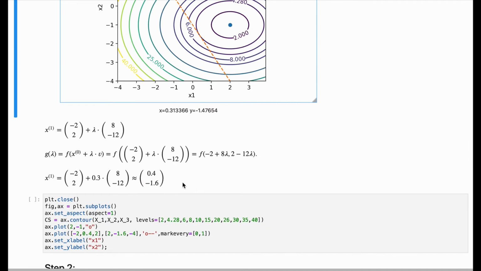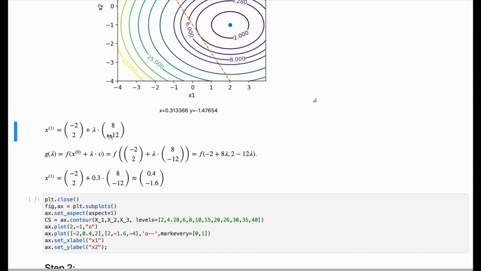And of course, we can also determine that by a small calculation. So our new x1 is of that form here, minus 2, 2, the starting point, plus some step size lambda times 8, minus 12. So the negative gradient. You will notice that I have not normalized this negative gradient as I did in the algorithm. That's because we are doing exact line search anyway. So the normalization does not really matter. It's just the direction that matters.